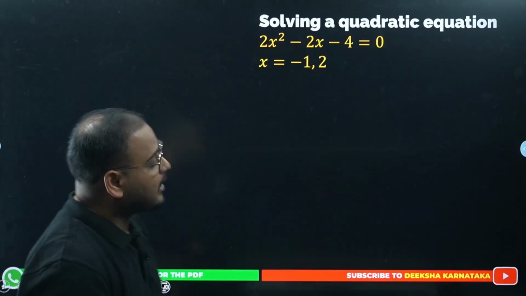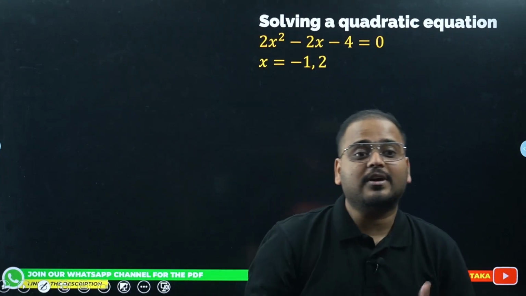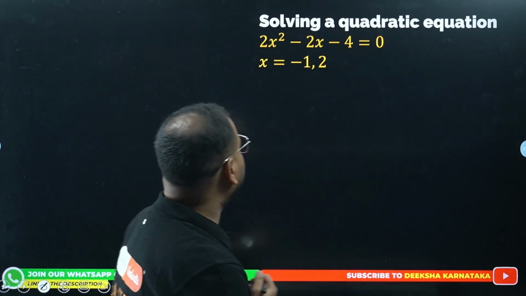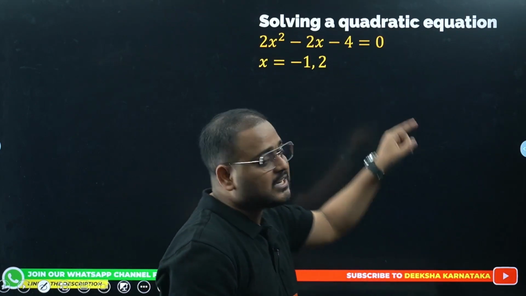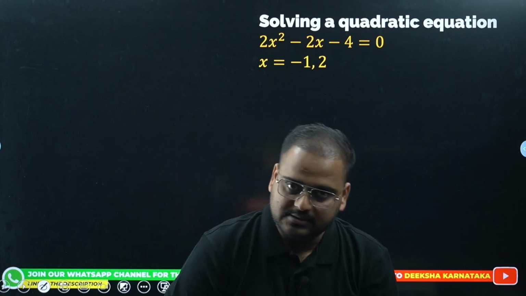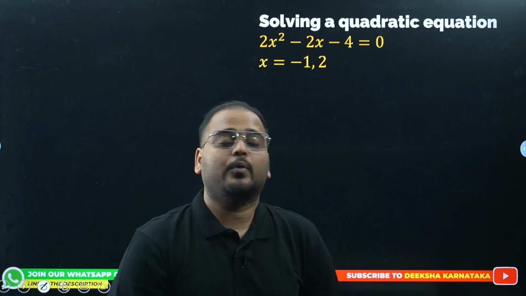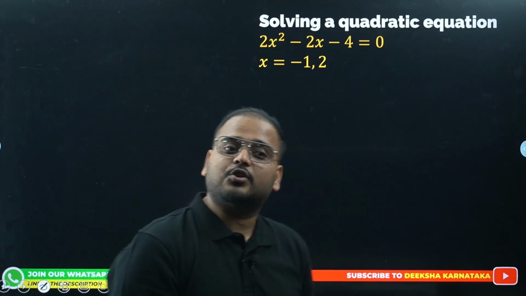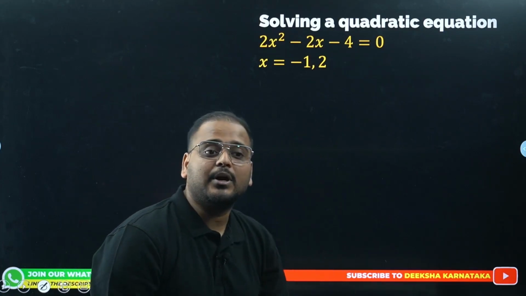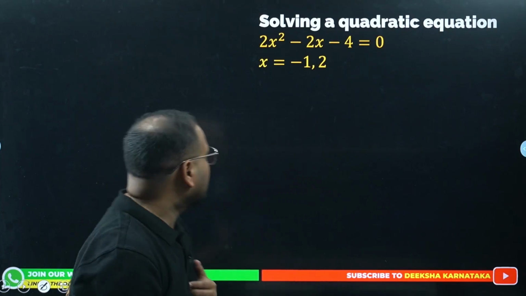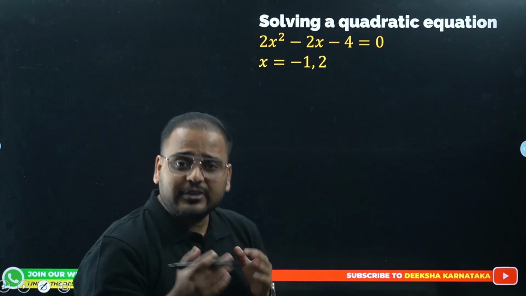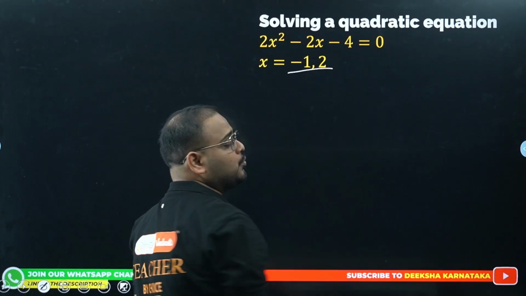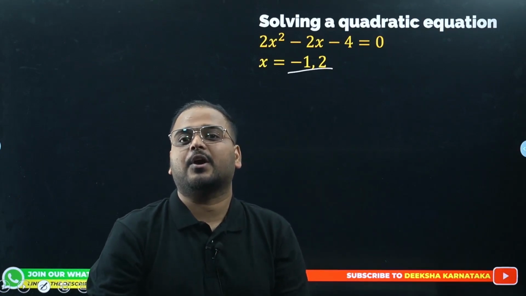Let's move on. Okay, now as I said, solving a quadratic equation, how to reach the solution. So I've taken an example, 2x square minus 2x minus 4 equals 0. Is it quadratic? Yes sir, one variable, degree is 2. I've taken the solution already: x equals minus 1 comma 2. Let's check whether this is a solution or not, and if this is a solution, why it is called a solution. Why these values minus 1 comma 2 are called solutions of the quadratic equation.